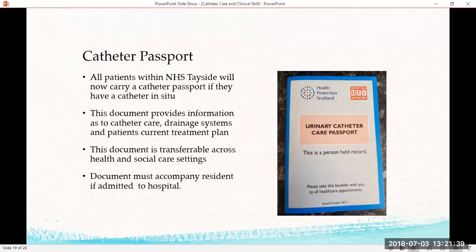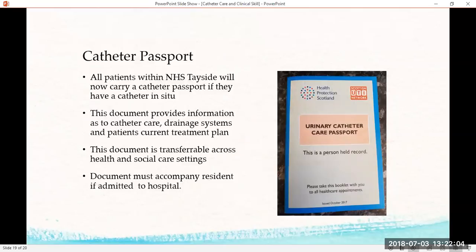And this is a document that will provide lots of information for both the nurses and the carers surrounding catheter care, the drainage system the patient's using, and the current treatment plan that patient is having. So that will be the size of catheter they're using, as well as a bladder washout, which is always useful information in the evening period and the overnight period for district nurses visiting.